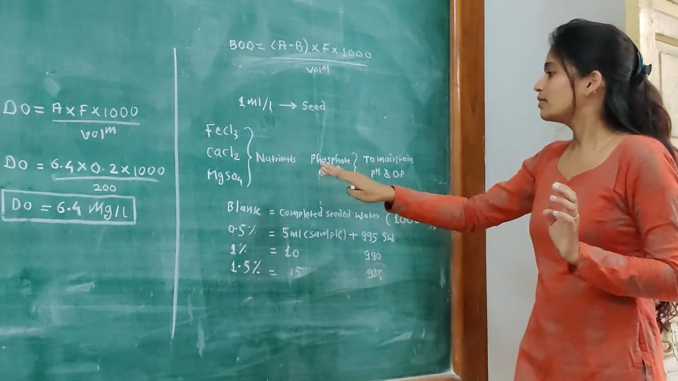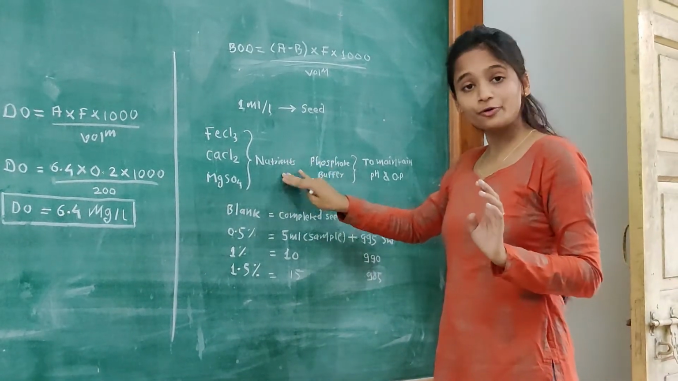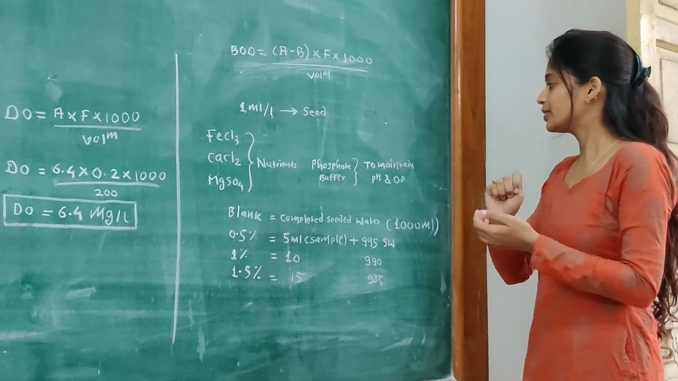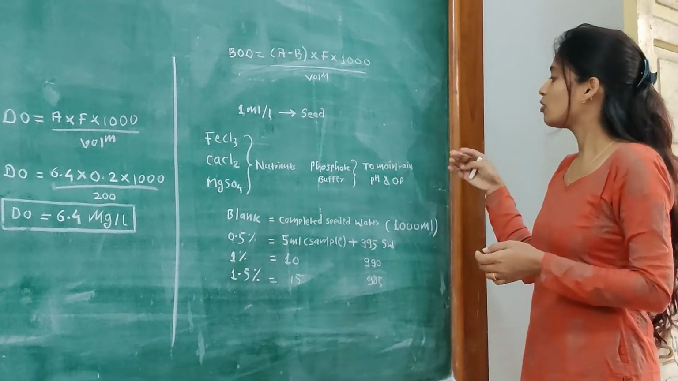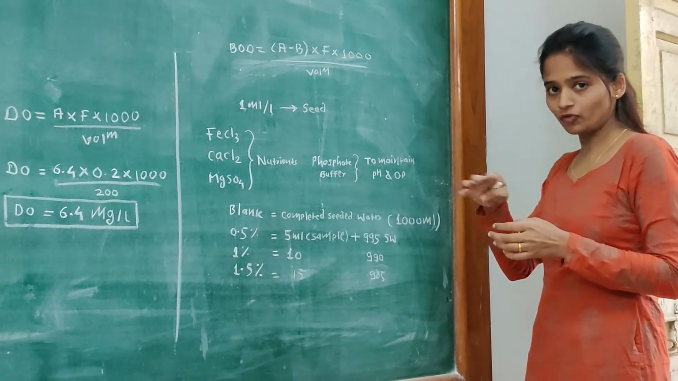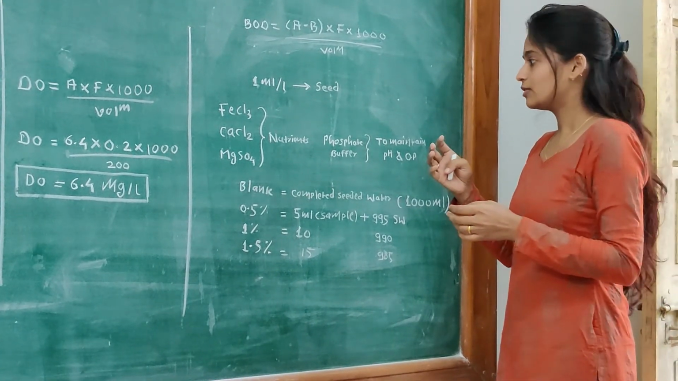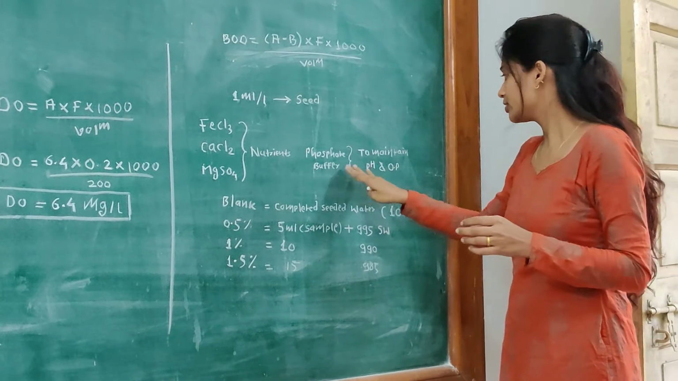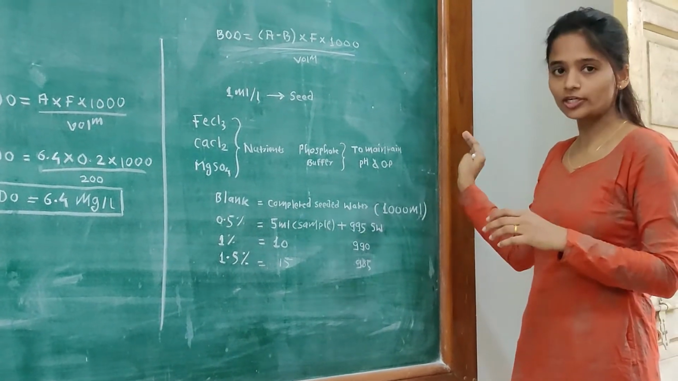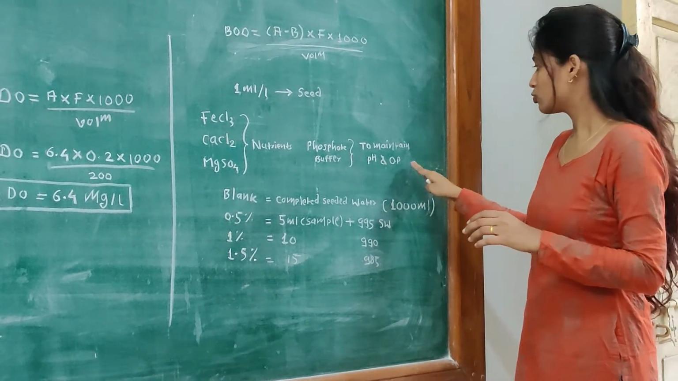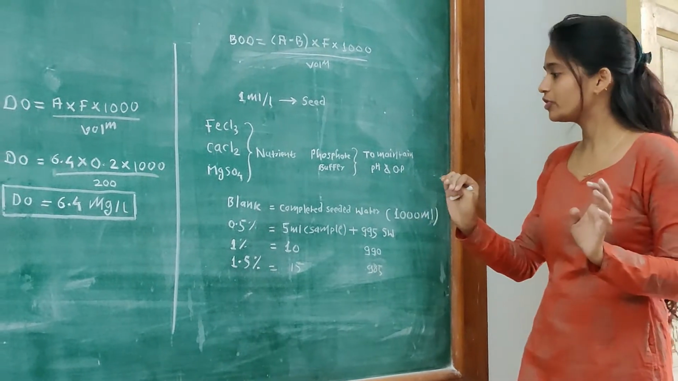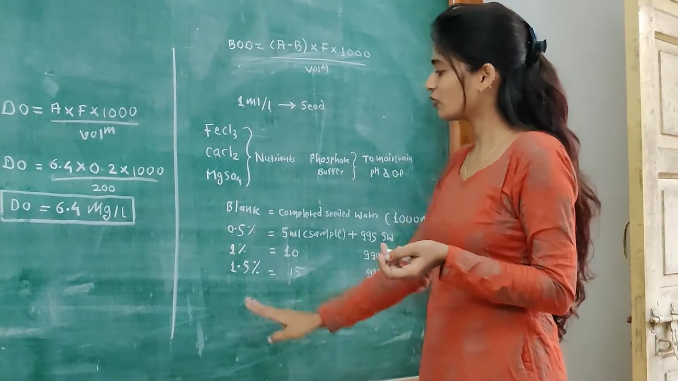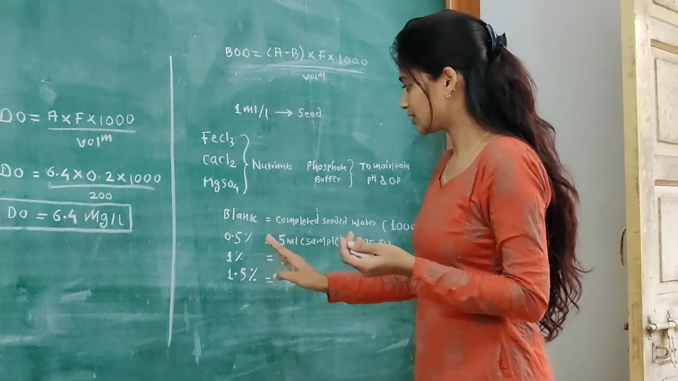Then we have provided food to our microorganisms, but again one important step is to maintain the osmotic pressure and pH of that seeded water. For that we need to add phosphate buffer for maintaining pH and osmotic pressure. After this, we need to make some kind of dilutions.